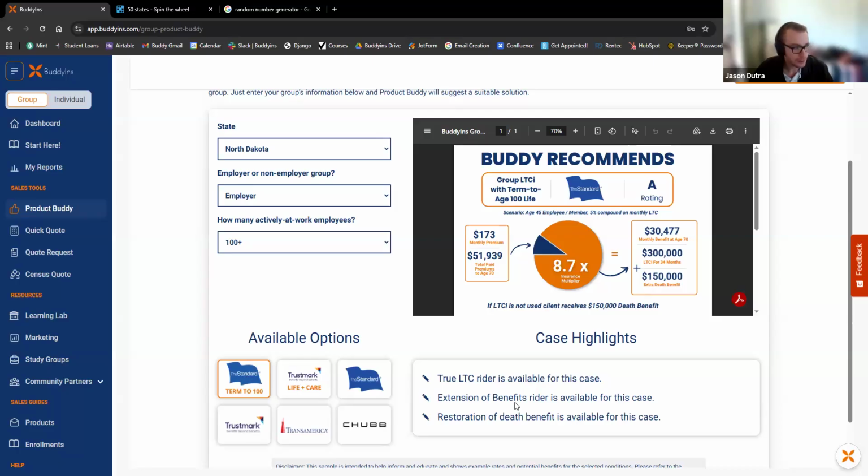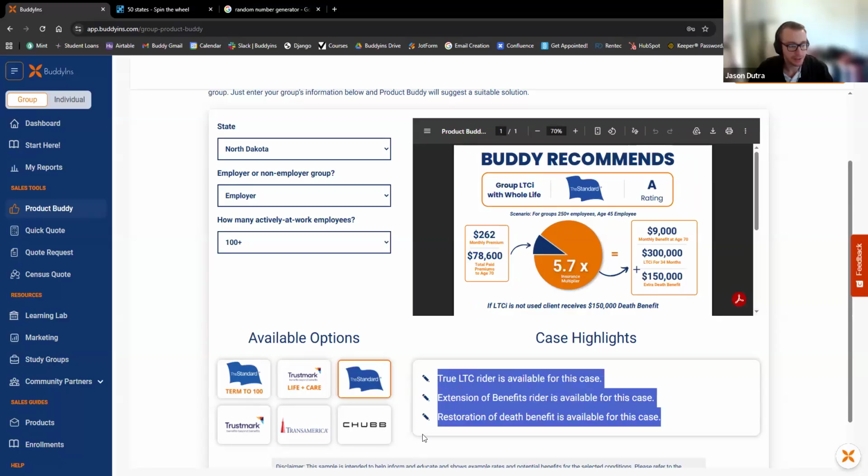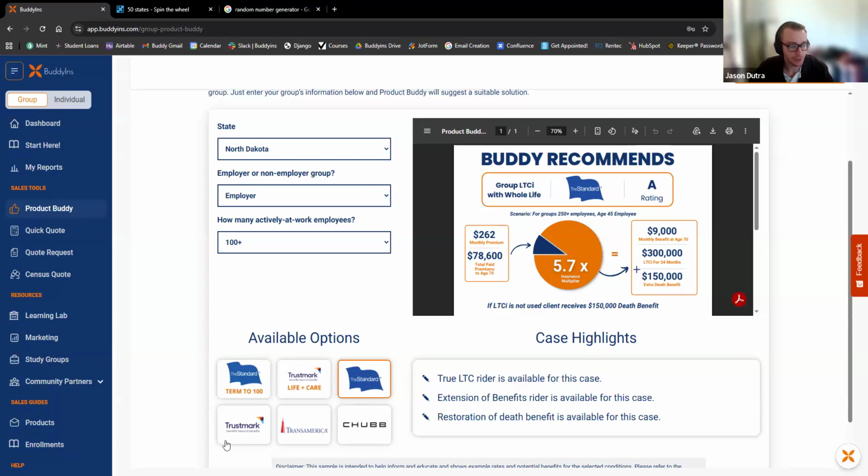So what I like to do is just click between each carrier, and I just like to scan the case highlights. Is there a reason one carrier is ranked where it is from a plan design availability standpoint? And to me, we do have a hit on something. So the tools are actually teaching us, which is pretty interesting.